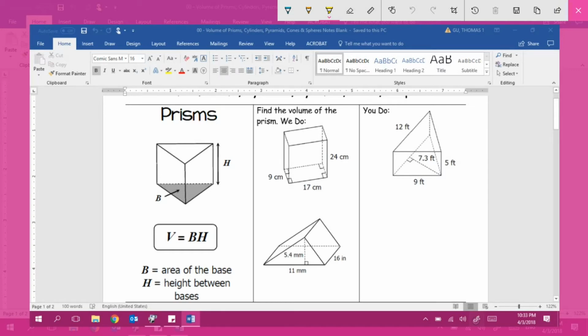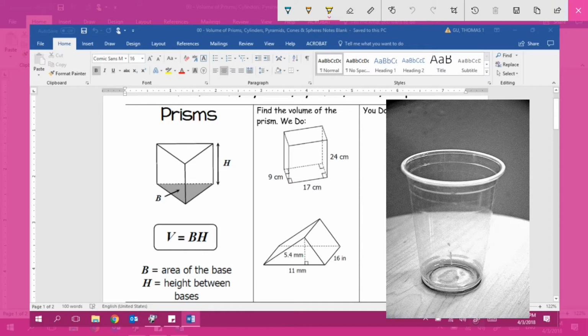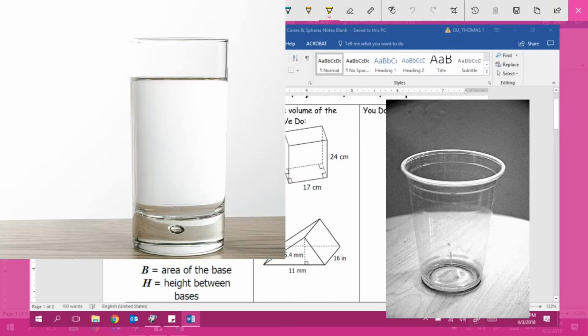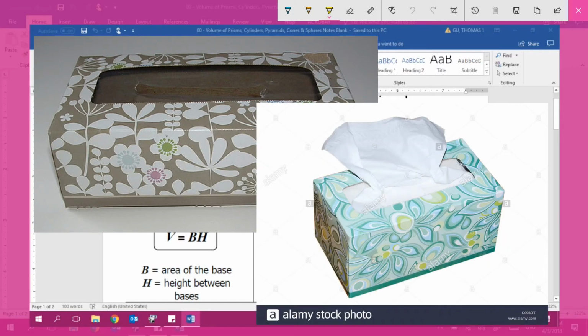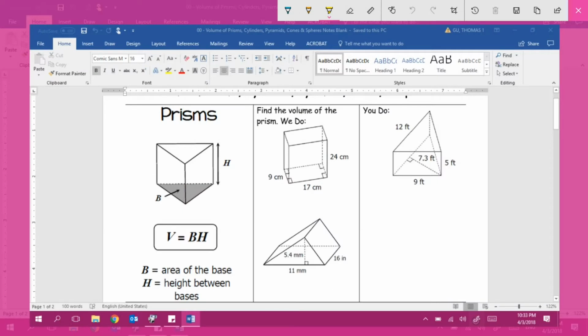Prisms. So the formula for a prism, well actually, what's volume anyways? Does anybody know what volume is? Volume is how much space is inside that 3-dimensional figure. For example, if you have a cup, what's the volume of the cup? That's how much liquid that cup's going to hold. That's how much space is inside that cup. What's the volume of a tissue box? It's pretty much how many tissues it would hold, I guess, technically. Anyways, that's the idea. So we're trying to find out how much space is inside a 3-dimensional object. So let's start with prisms.